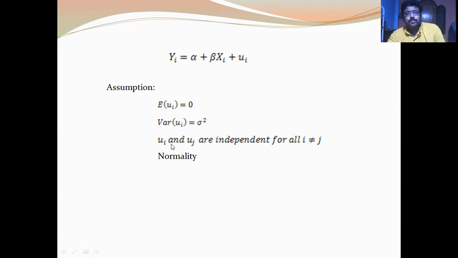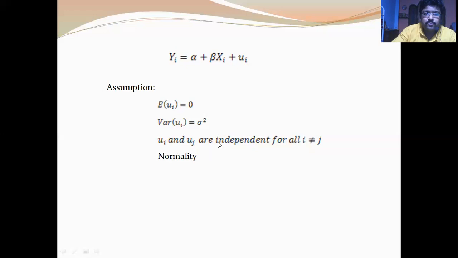Okay, so it means the error in period 1 and the error in period 2 are independent. Error in period 1 does not have any relation with the error in period 2. That is, if you have some disturbance in 2000, the error in 2000 and the error in 2001 do not have any relation. And another assumption is normality. Normality means the errors or disturbances are normally distributed, that is, with zero mean and constant variance.